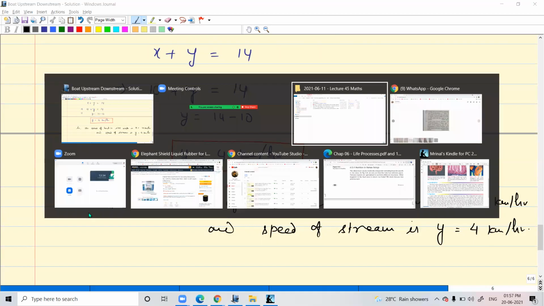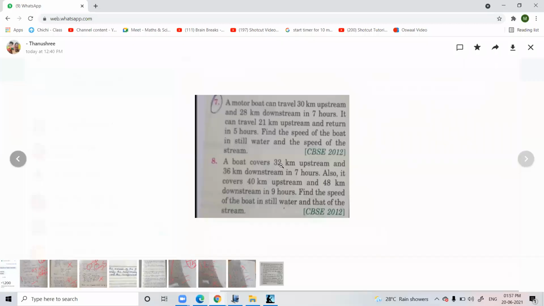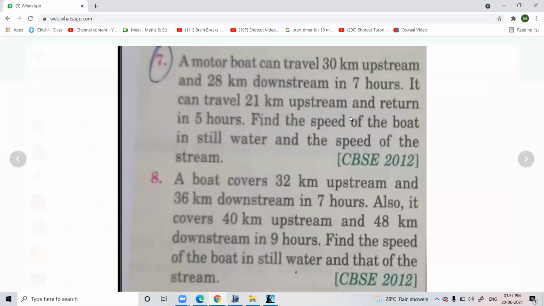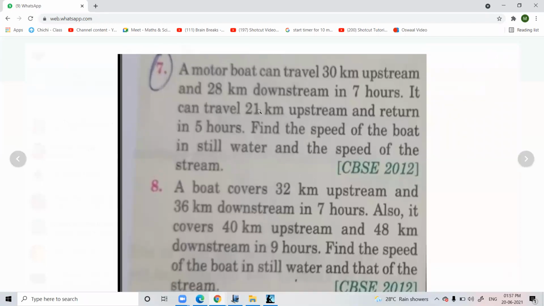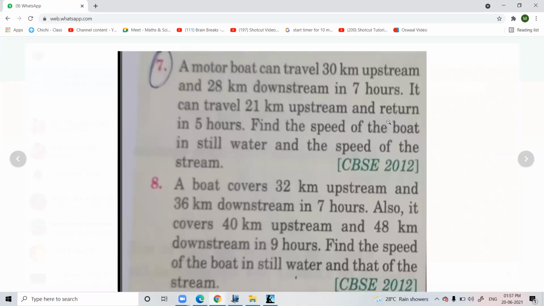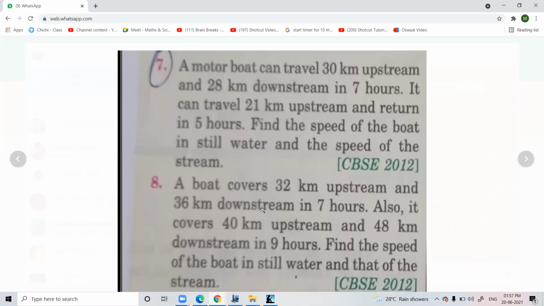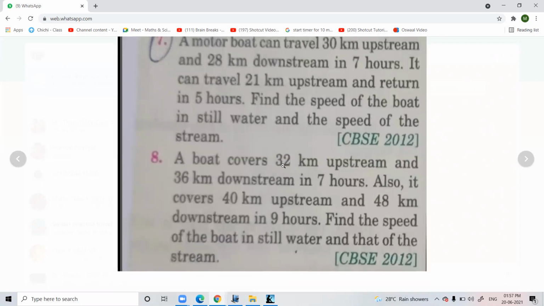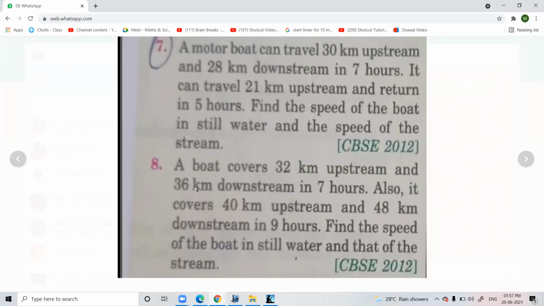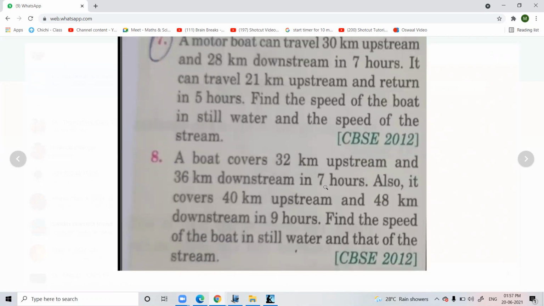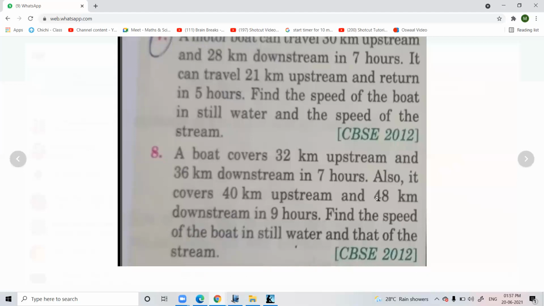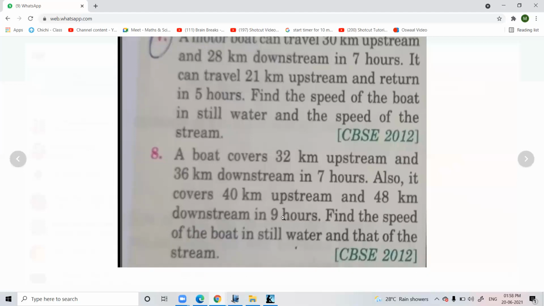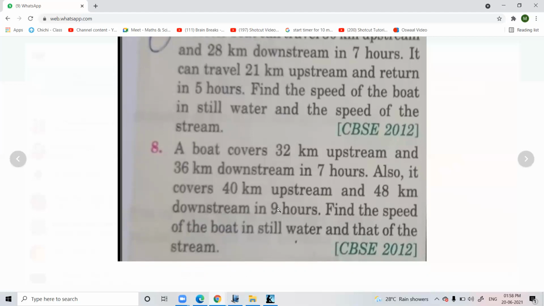So your other question is exactly the same. There is no difference. In the first one, at least the word return was mentioned. So the only thing you had to figure out is that the person had gone 21 kilometers upstream and then 21 kilometers downstream. The eighth question is very straightforward. 32 kilometers upstream, 36 kilometers downstream in 7 hours. And in the second case, 40 kilometers upstream and 48 kilometers downstream in 9 hours. So just form your equations and solve them in the same way, just like we did the seventh one.